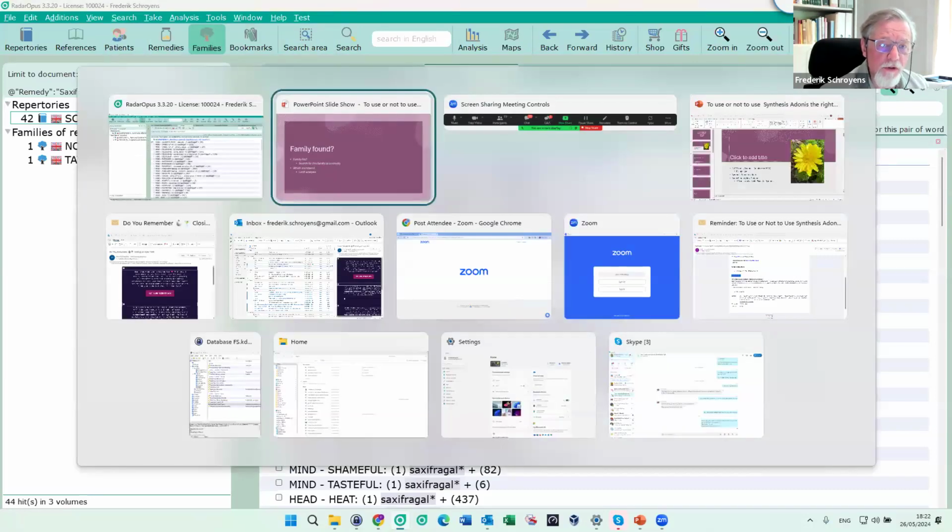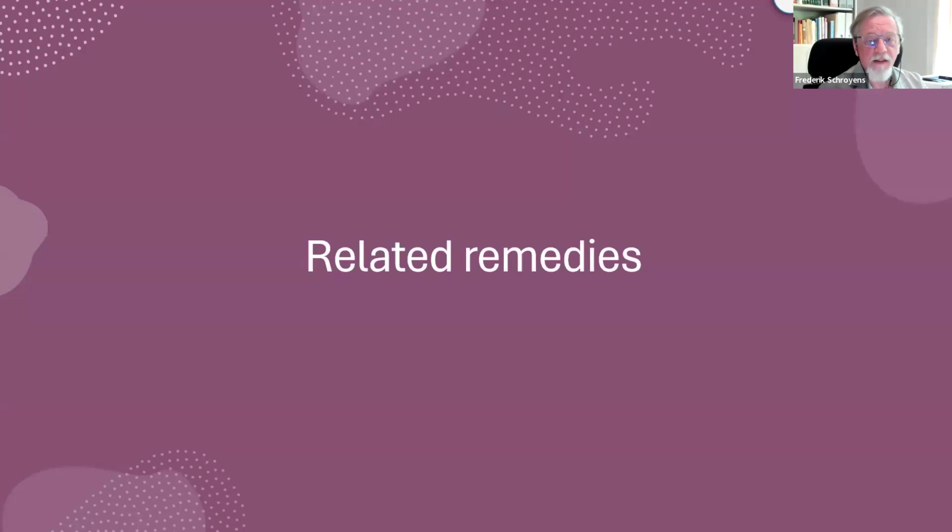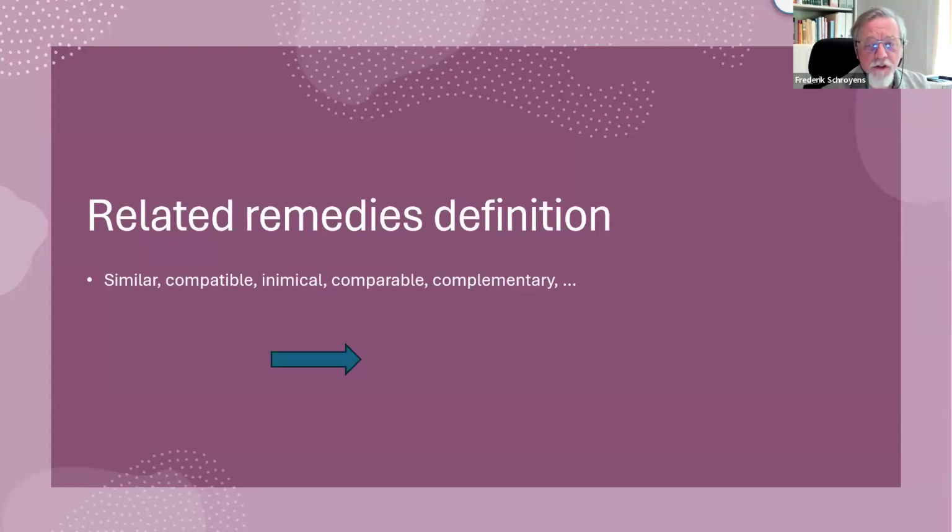So now I would like to go on with the family and speak a little bit about related remedies, okay? Related remedies is something which has existed for a very long time. In fact, different authors use different words. They say remedies are similar, compatible, inimical, comparable, complementary, etc. In other words, you got it, a big confusion, because sometimes it is quite difficult to find the definition of this author of comparable, and whether it's the same as the definition of another author saying this is complementary.